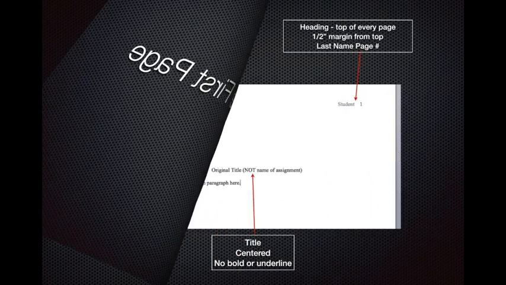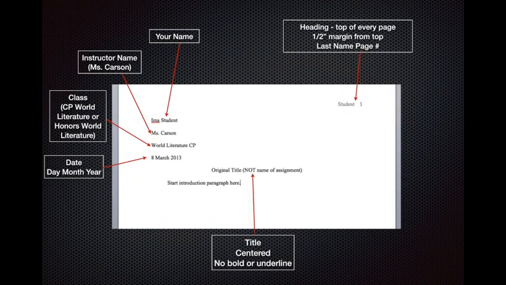So, setting up the first page, you've got your name. This one is, I'm a student again. You have my name, Mrs. Watkins. You have the course. Please don't abbreviate World Lit. Type out literature. So you could type honors world literature or CP world literature, or honestly, I don't care if you just put world literature.